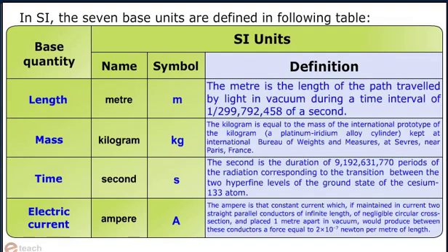Our next base quantity is electric current. The name of its SI unit is ampere, and it's denoted by capital A. The ampere is that constant current which, if maintained in two straight parallel conductors of infinite length, of negligible circular cross section and placed 1 meter apart in vacuum, would produce between these conductors a force equal to 2 into 10 raised to the power minus 7 Newton per meter of length.